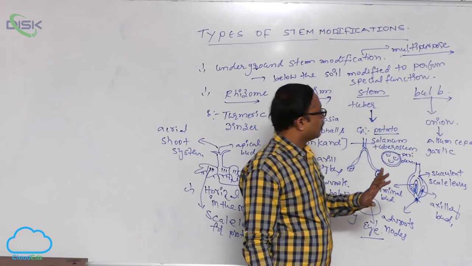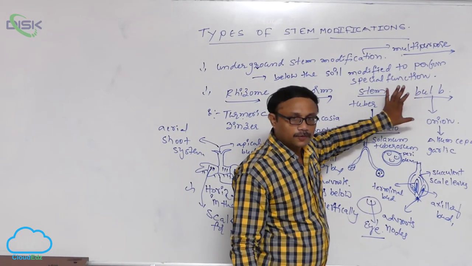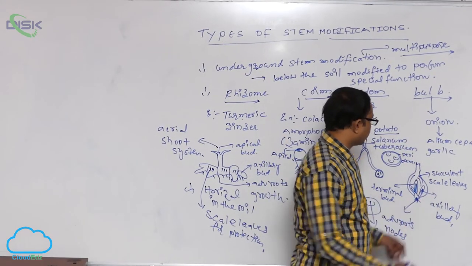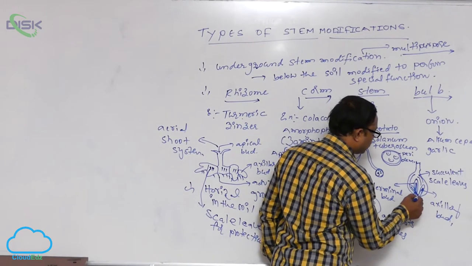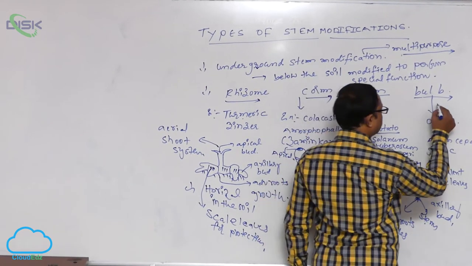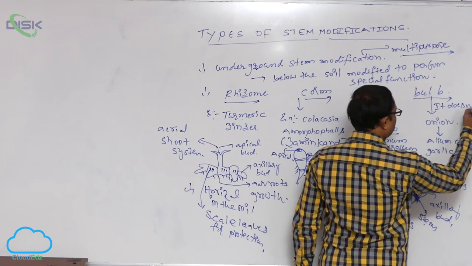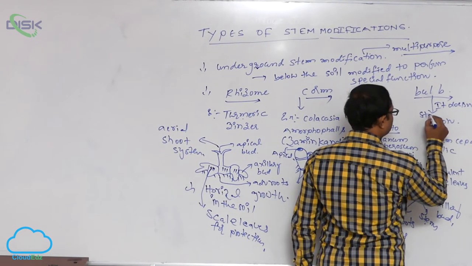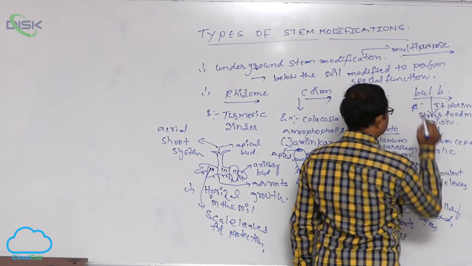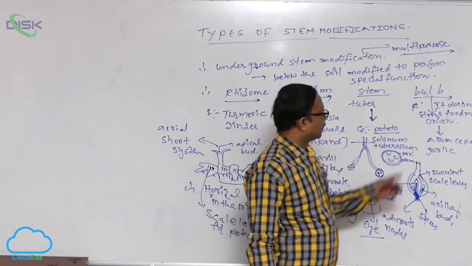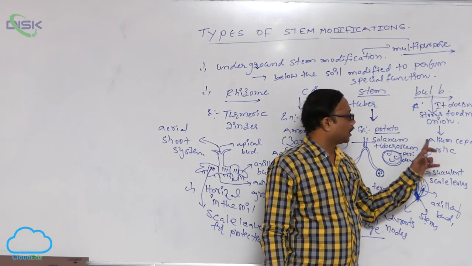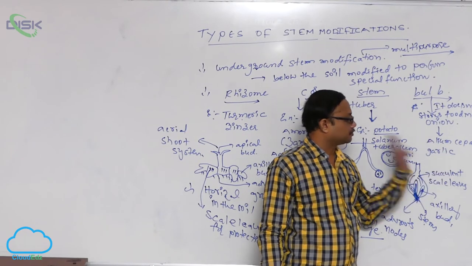After that, the bulb. All underground stem modifications store food material in their stem part, but in the bulb the stem is a biconvex disc-like structure and does not store food material. This is an objective point: which underground stem modification does not store food material? The onion. Examples: onion, Allium cepa, and garlic, Allium sativum.